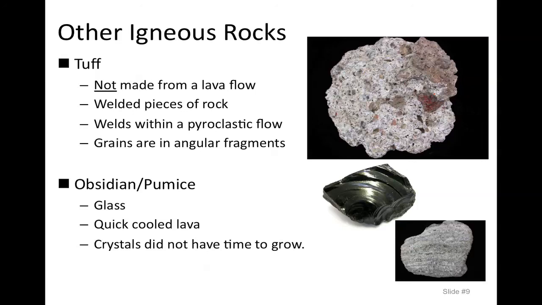And obsidian and pumice, that's the quick cooled magma that doesn't form any crystals at all because it cooled so fast, crystals had no time to grow. Pumice is what we call vesicular in nature. Vesicular means air holes throughout, and pumice is that kind of rock. Obsidian doesn't typically have any air holes. It doesn't at all, actually. It's very glassy and smooth, like you see in the photo there.